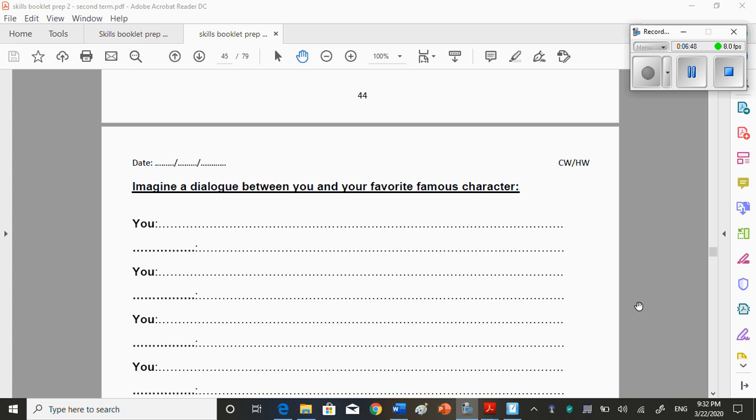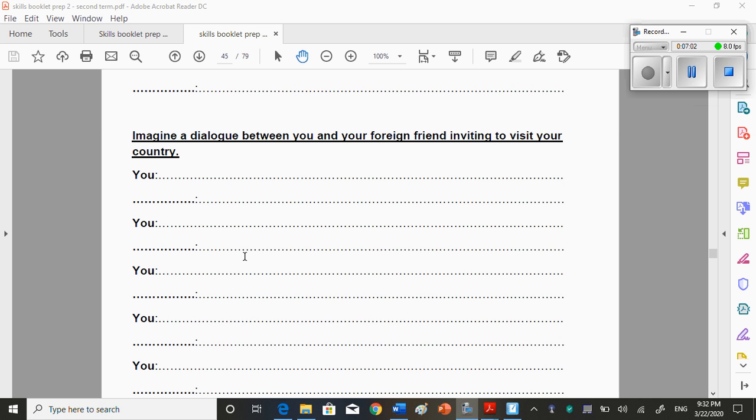Wow, it's interesting because you're going to choose your famous character by yourself. I left the name empty, so you could choose the name of the character that you would like to have a dialogue with. There is another one that says, imagine a dialogue between you and your foreign friend, inviting him or her to visit your country. It's also without a name, so you may choose whoever you want to talk with and write about. I need you to try to go through them so you could make your own dialogue totally by yourself. Thank you very much.